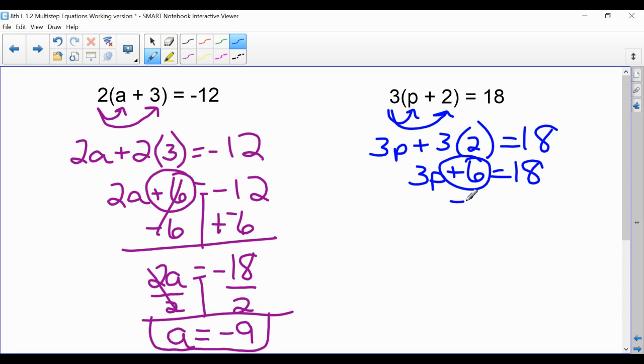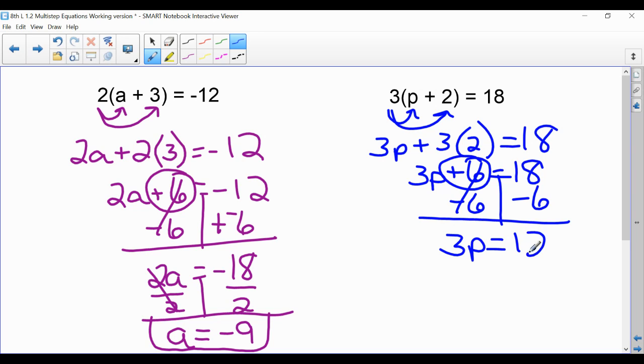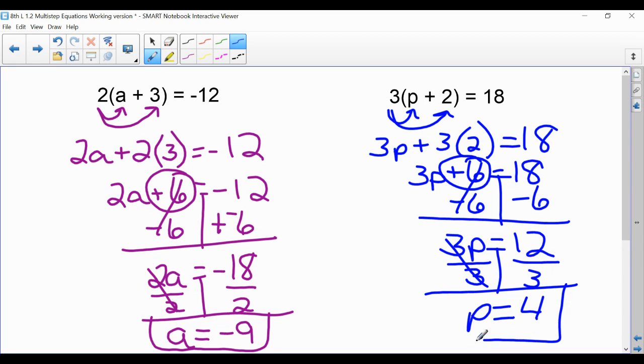Positive 6 is our constant, so I'm going to do negative 6 underneath to both sides. I have 3p equals 18 minus 6 is 12. A number next to a letter is multiplication, so I'm going to use division to solve it. And I'm left with p equals 12 divided by 3 is 4.